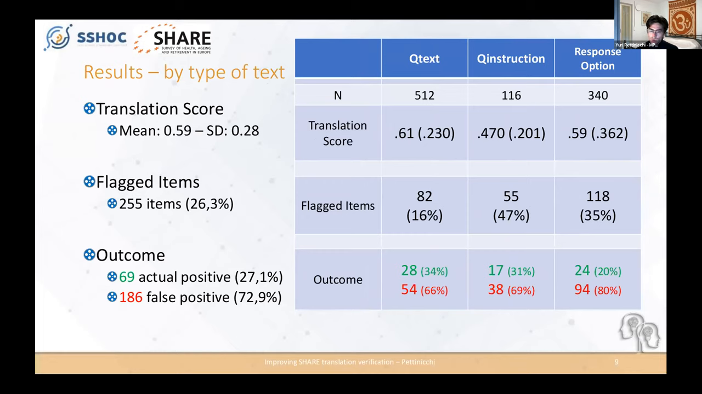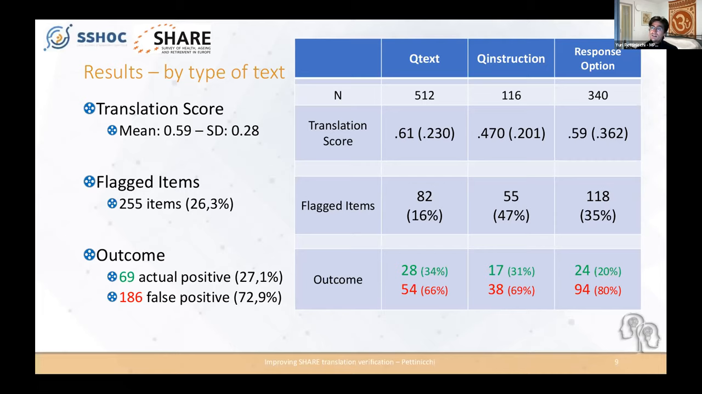Another dimension we want to look at is the type of the item. We differentiate between question text, instructions for interviewers, and response options. The average translation score is lower for the interviewer instructions, which end up being a higher fraction of flagged items, almost half of them. Nevertheless, only 30% of these items turn out to be true positive cases, around the same as the question text.